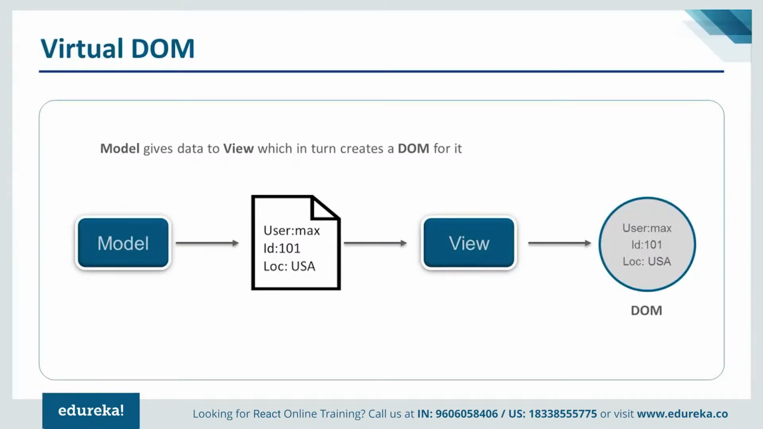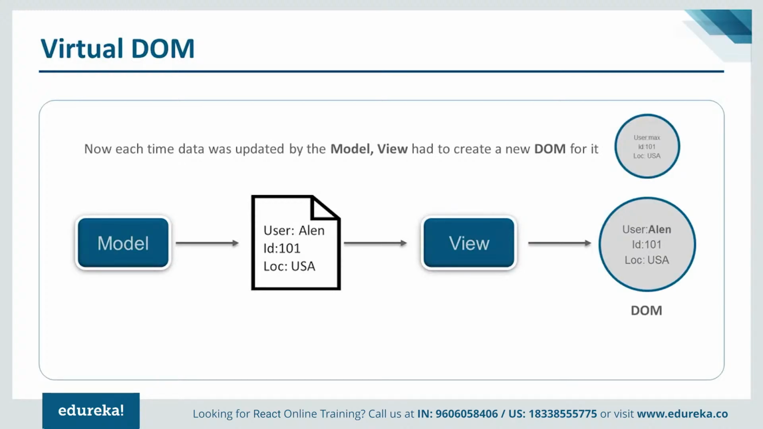Let's quickly understand it. In the diagram you see a model, a view, and a DOM. Typically, the model gives the data to the view, which in turn creates a DOM for it. The DOM is nothing but the structure of how the data will be laid out. Then, whenever the data is updated by the model, the view has to create a new DOM for it.